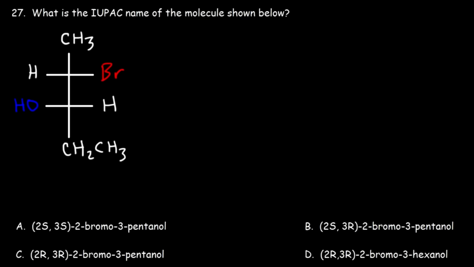Number 27. What is the IUPAC name of the molecule shown below? So first, let's identify the longest chain. So this is going to be carbon 1, 2, 3, 4, 5. We want to count it in that direction so we can get a 2-bromo and the alcohol on 3. If we count it the other direction, we're still going to get the OH on 3, but the bromine will be on 4. And you want to count it in such a way to get the lowest numbers. So we want to count it from the top to the bottom. So there's 5 carbons, and the functional group is an alcohol, so it's pentanol, which means that we can eliminate answer choice D.